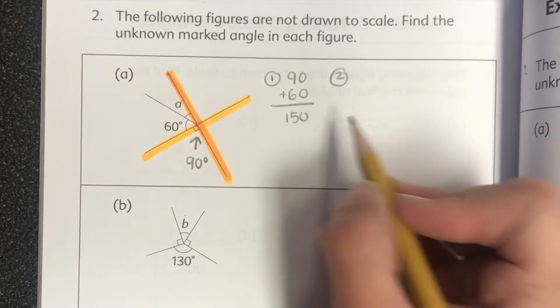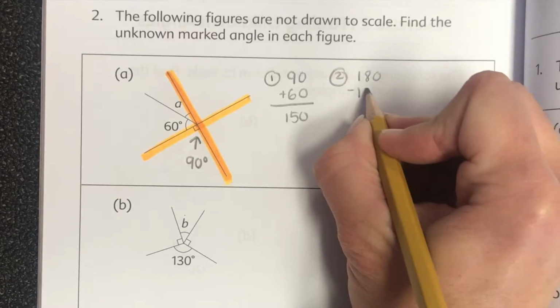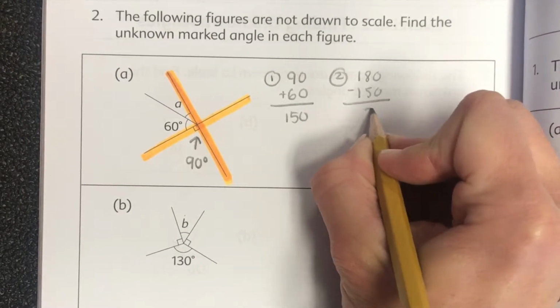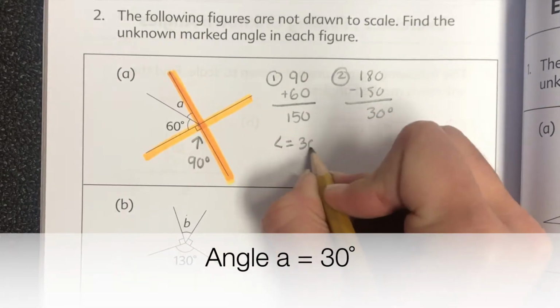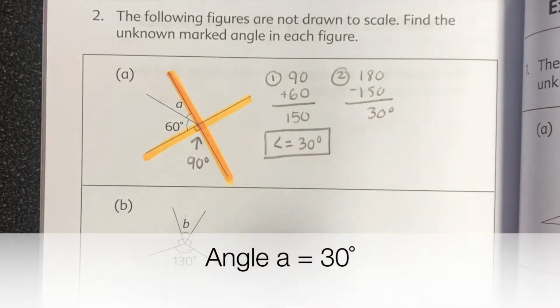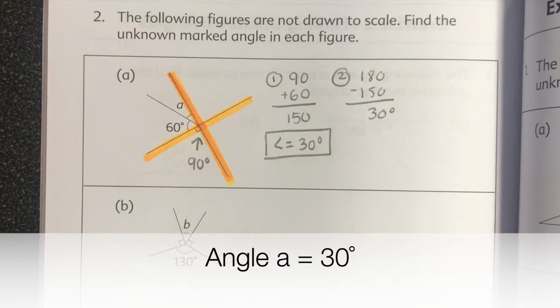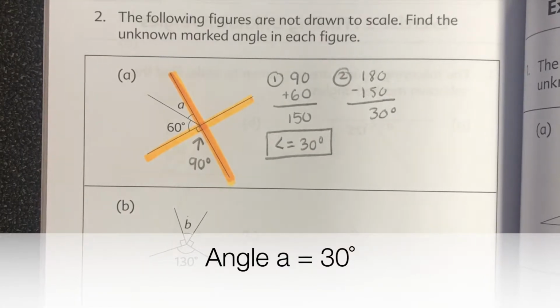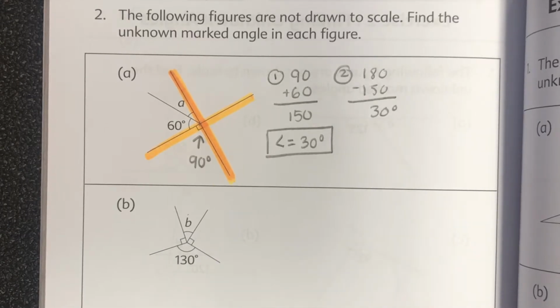150 plus A equals 180. How do I find that missing part? We subtract. 180 minus 150 equals 30 degrees. So angle A equals 30 degrees. Now remember, these are like puzzles, so there's a variety of ways that you could have solved them. If I went over every way here, this would be a 10-minute video. But I will go over one other way that you could have possibly solved it.